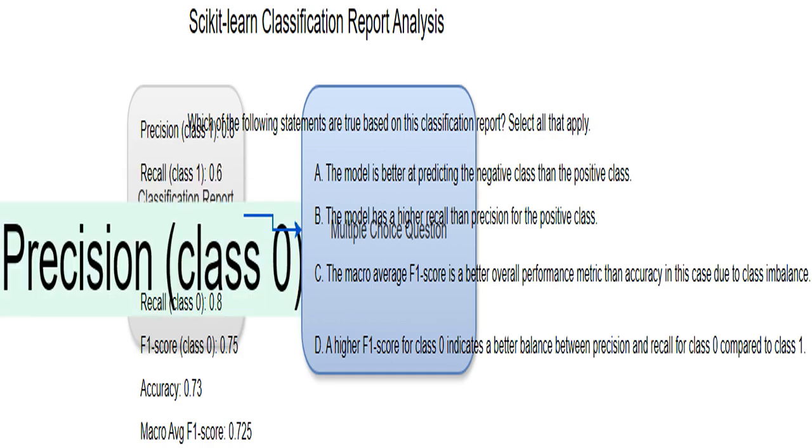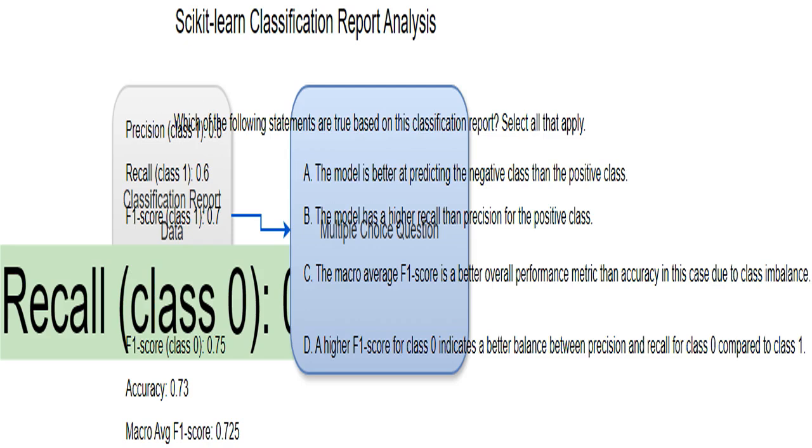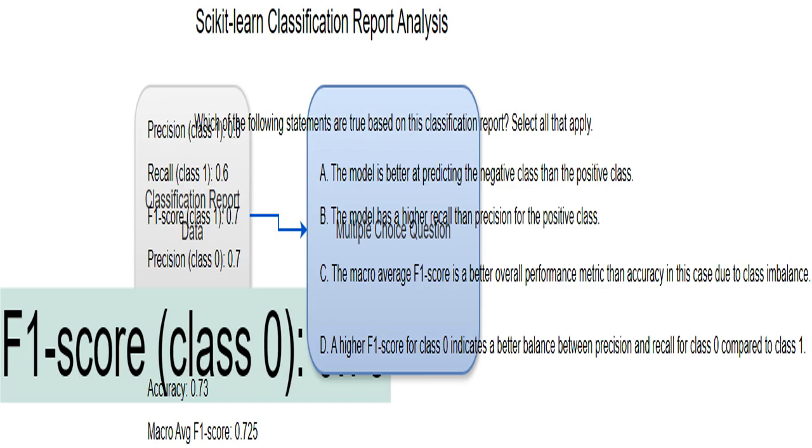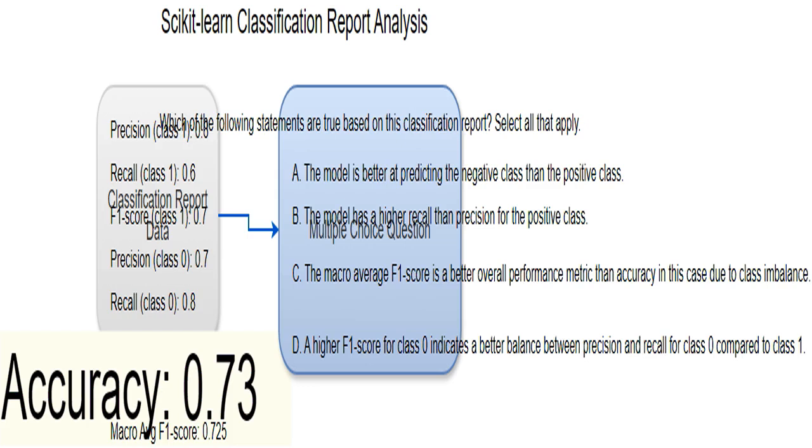Similar to class 1, but now for class 0, 70% of what the model predicted as class 0 was actually class 0. The model correctly identified 80% of actual class 0 instances. The F1 score for class 0, balancing precision and recall, is 0.75. Overall, the model correctly classified 73% of all instances, regardless of class. This is a simple, but potentially misleading, measure of performance.